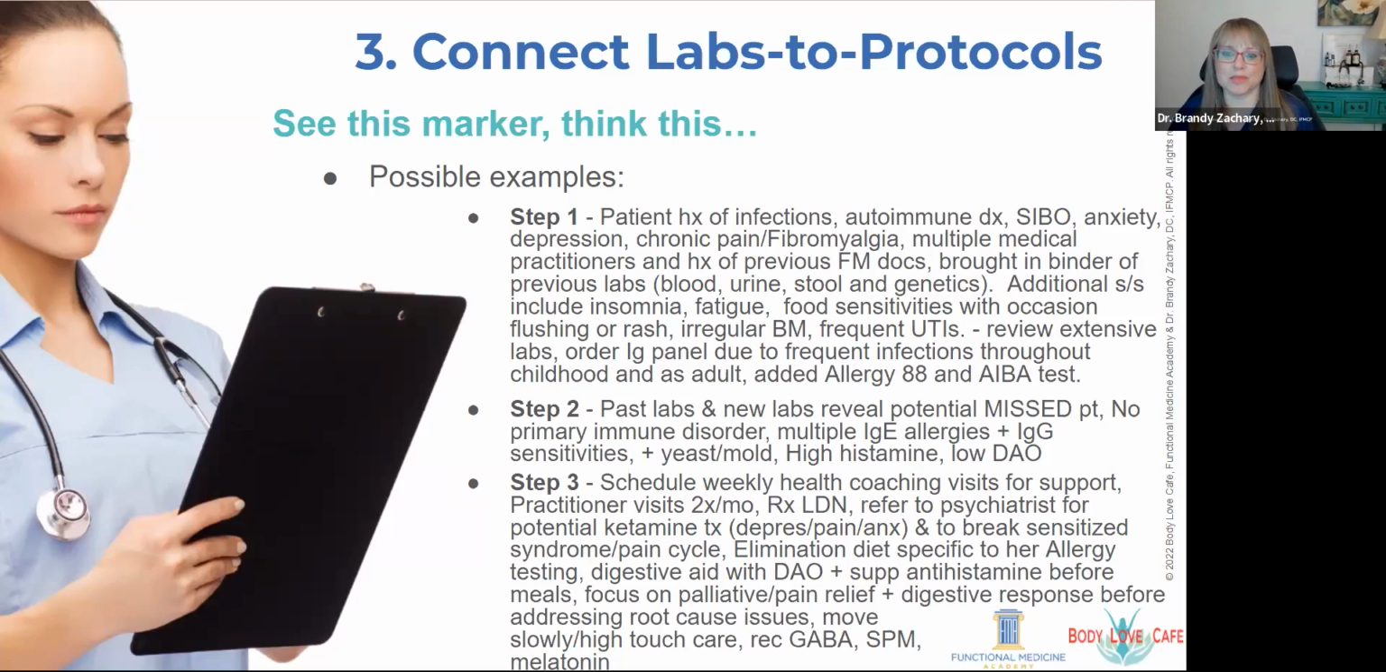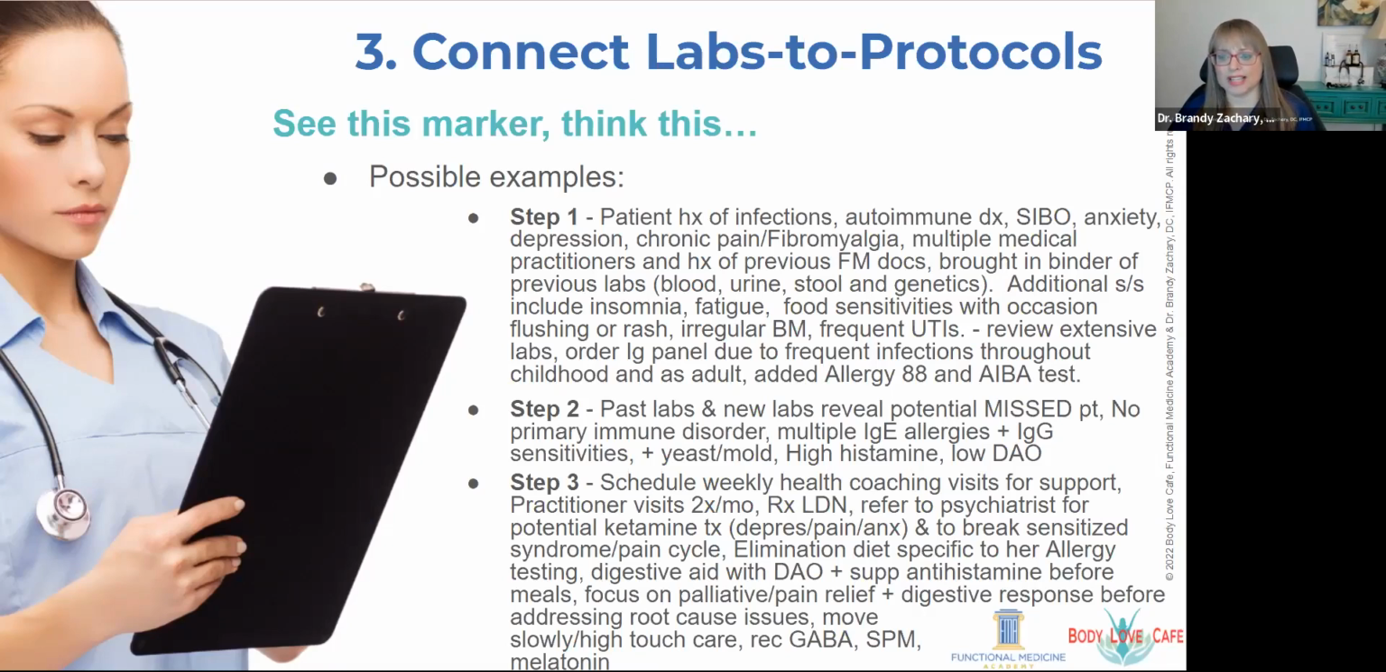Additional signs and symptoms include insomnia, fatigue, food sensitivities, occasional flushing or rash, irregular bowel movements, frequent UTIs. We reviewed the extensive labs. We did order an immunoglobulin panel due to the frequent infections throughout childhood as an adult. No one had done it before. We added Allergy 88 and ABA testing. Those were the only things really missing from the extensive testing brought in.